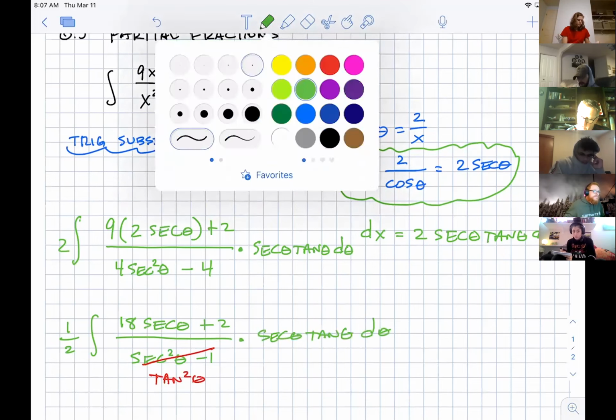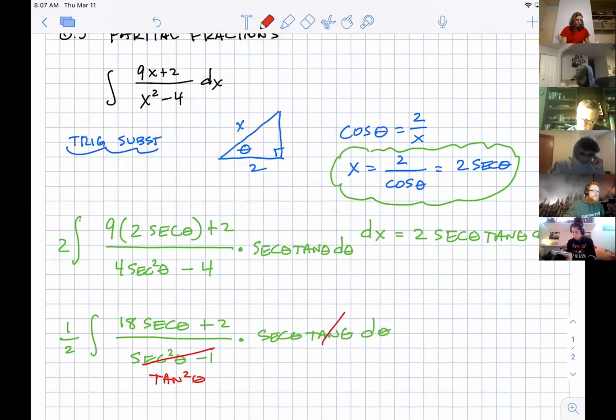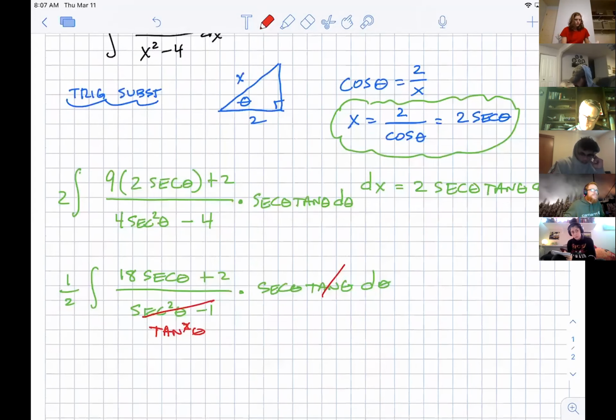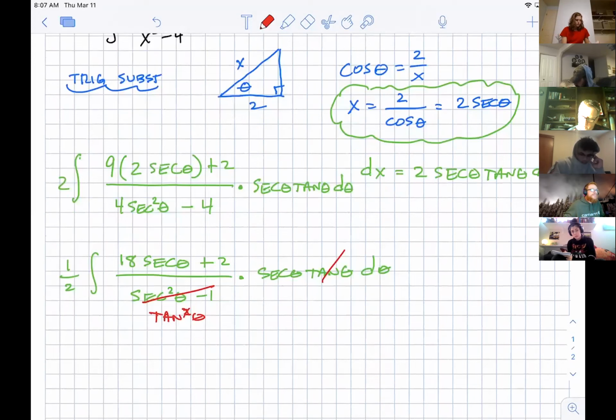And I can see now that I have a tangent and a tangent. One of those tangents goes away. That seems like a good idea. So it's at least getting a little smaller. I see both this 18 and this 2. I could take a 2 out front, which would actually cancel that. So I don't have anything out front anymore. That's kind of nice. So let's see, I'm getting a little lost.